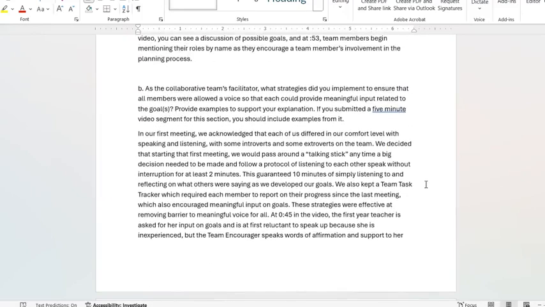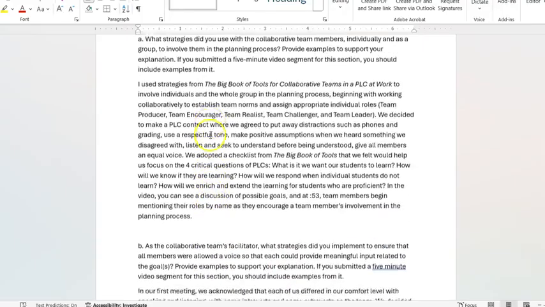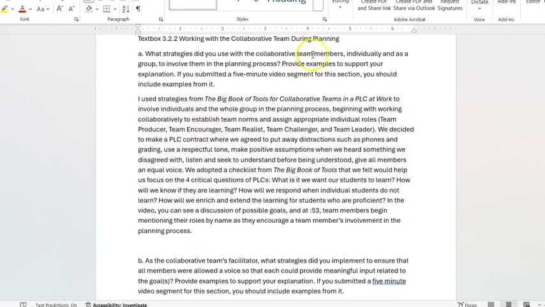And don't forget, you don't get full credit if you don't do what they say. So it says provide examples, and this video is my example. This one up here said provide examples, and there's the example.